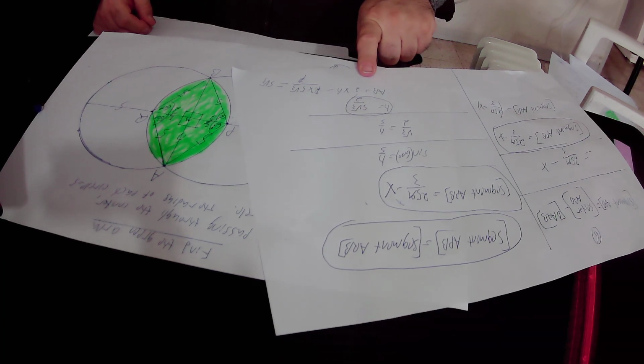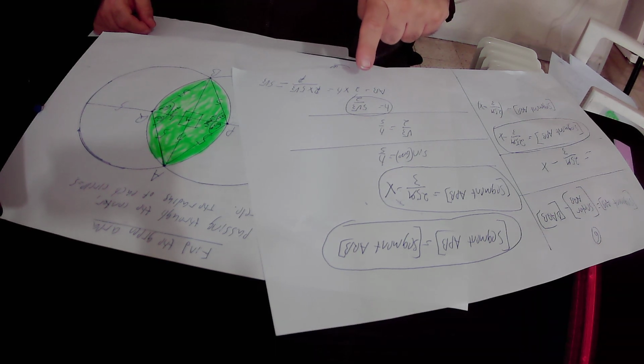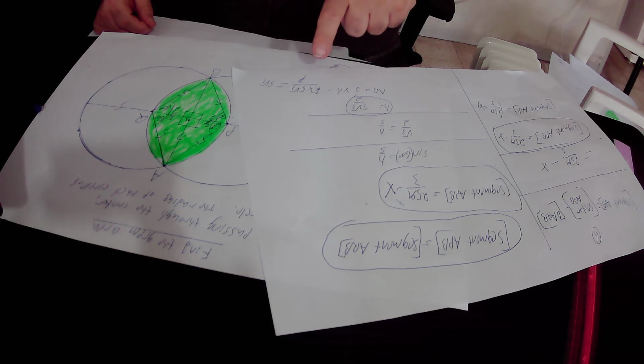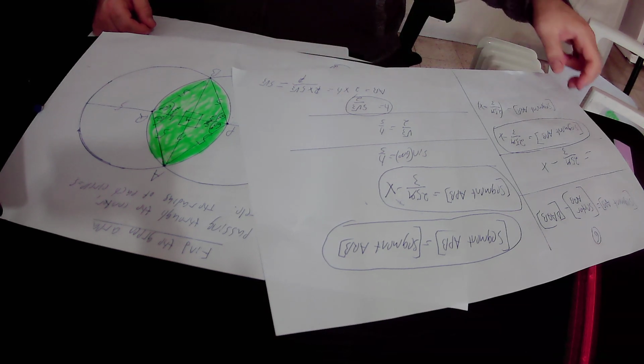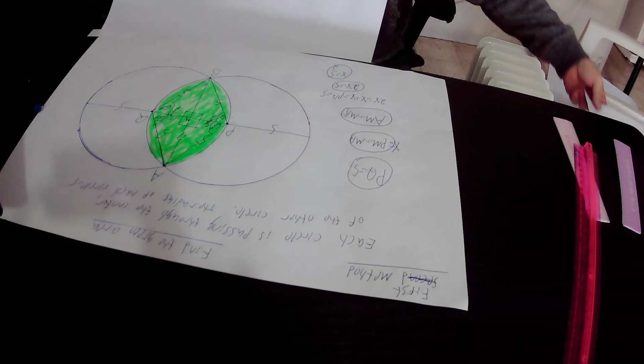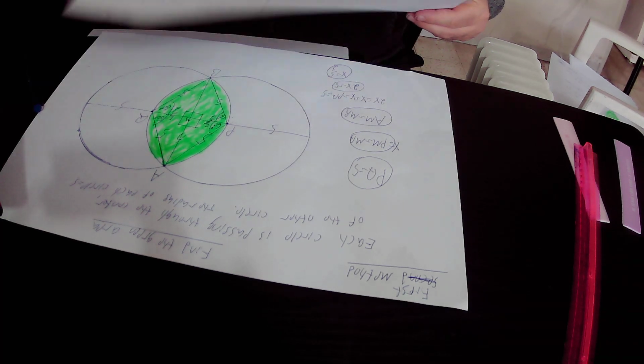Edge times 2: again, edge is 5 times square root of 3 over 2. And 2 times edge is 2 times square root of 3 times 5 over 2. 2 over 2 is 1. So we found out that AB equals 5 times square root of 3.